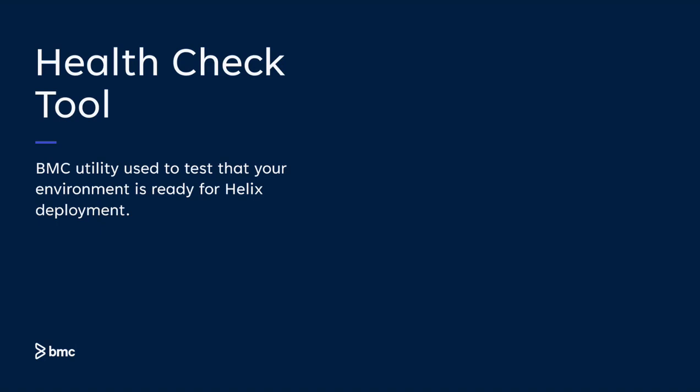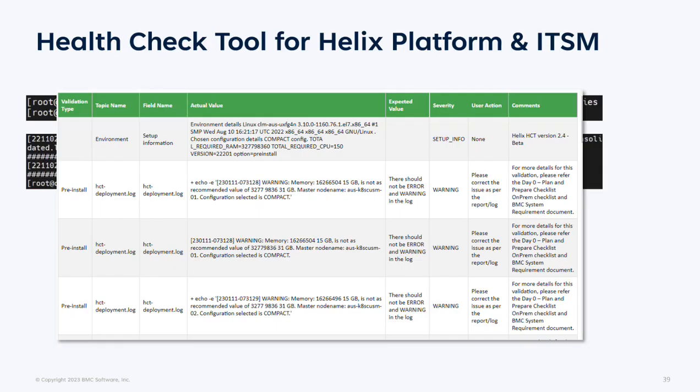The health check tool, again like the deployment checklist, is now part of the BMC product documentation. It's a very useful tool developed by one of my colleagues on the SEAL team that helps automate many of the tests that we've just looked at: certificate validation, mail server, persistent volumes, DNS resolution, resource requirements, lots and lots of things. It's a very useful tool. The same tool can be used for both the Helix platform and for Helix ITSM.